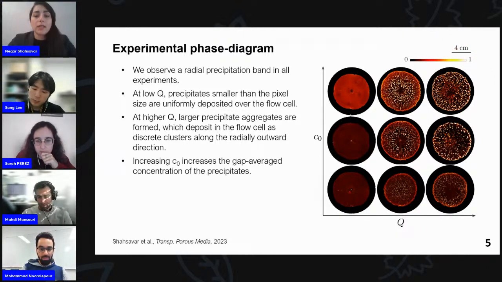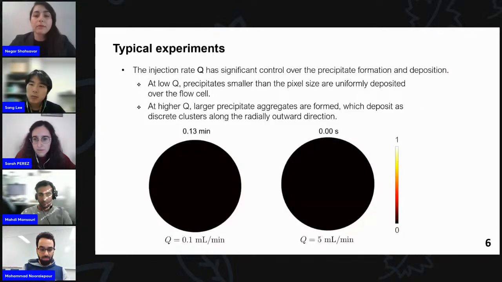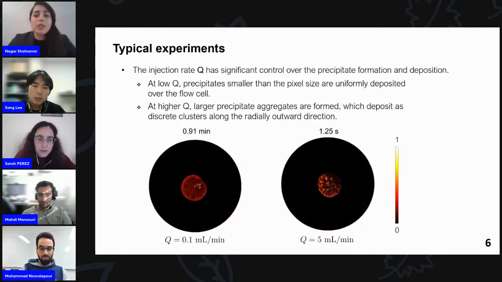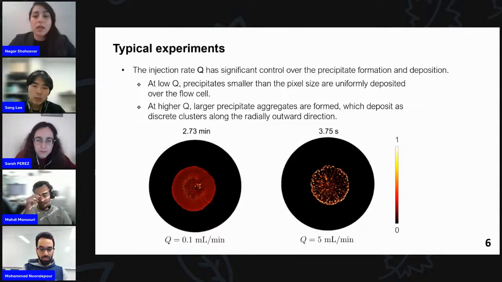Based on the color, we can clearly see that at higher injection rates, we have larger precipitation compared to lower injection rates. And also at higher initial concentrations, we have brighter patterns, which means more precipitation in the gap. The injection rate has a significant control on the concentration and spatial distribution of precipitates.